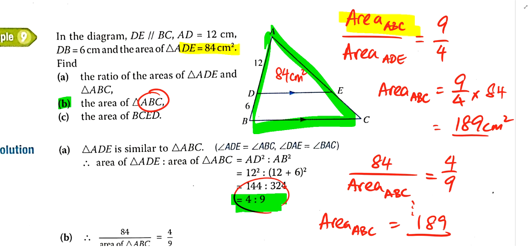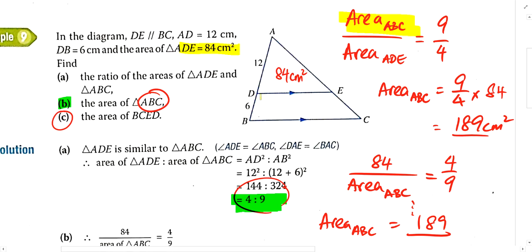Now, part C. Find the area of BCED. Where is BCED? Okay, how to find this area? 9 minus 4, the ratio. So are you saying that the area is 5 units, whatever the units are? So how do we find the value then? Big triangle minus small triangle, as simple as that. 189 minus 84. That's it.